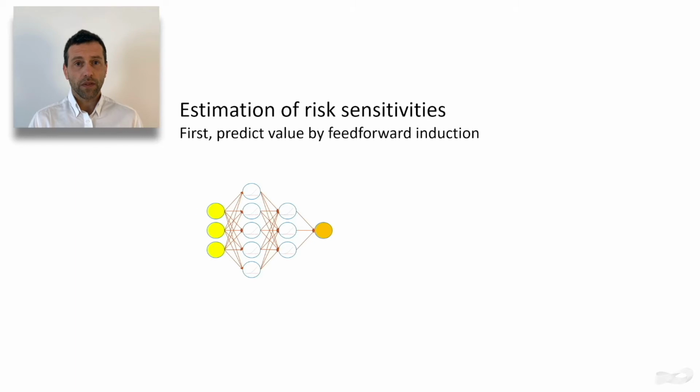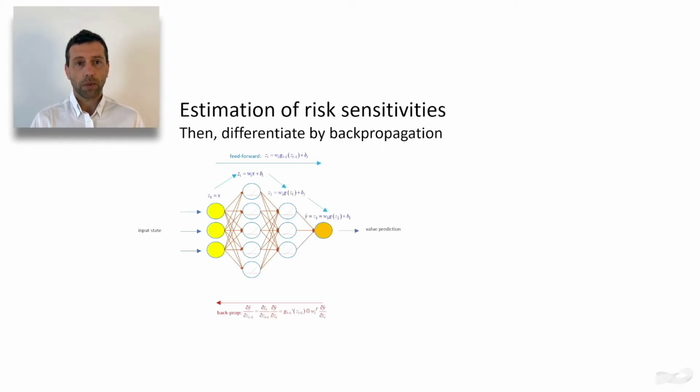First, we feed the initial state into the input layer and execute the sequence of feed-forward equations to compute a value prediction. Then, we execute the backpropagation equations in the reverse order to compute the sensitivities of the value prediction in the output layer with respect to the state variables in the input layer.